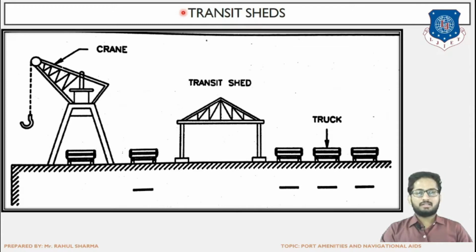Now basically the purpose of transit shed is the short-term storage of cargo or commodity. So that is the purpose, and a warehouse is for long-term storage of cargo or commodity, which we will be learning after this topic. So basically this is the view. It is a truss-like structure. The cranes are placed for the loading, unloading operation of cargo or commodity.